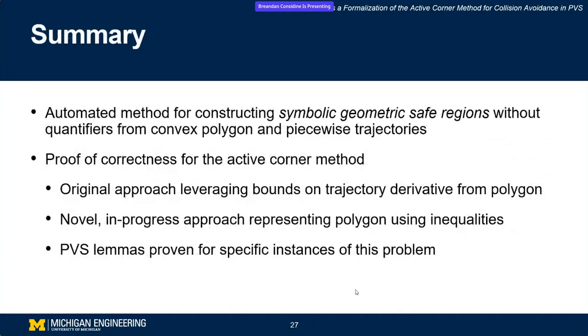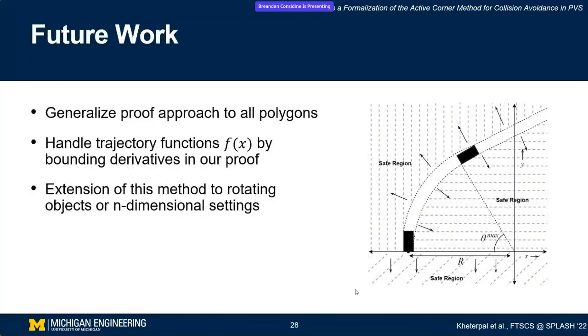So yeah, in summary, I've presented an automated way of generating these symbolic geometric safe regions. They don't have quantifiers, which makes them efficient to use at runtime or at scale. And we can do this given a convex polygon and a piecewise trajectory it translates upon. I've talked about a couple different ways of proving correctness or soundness for the active corner method. The original, more geometric approach looks at these bounds on the trajectory derivative that come from the polygon. We go segment by segment. I've also talked about our more easily formalized algebraic approach that uses inequalities to represent the polygon, and talked about some of the PVS lemmas and our proof approach. So we want to, of course, generalize this proof approach.